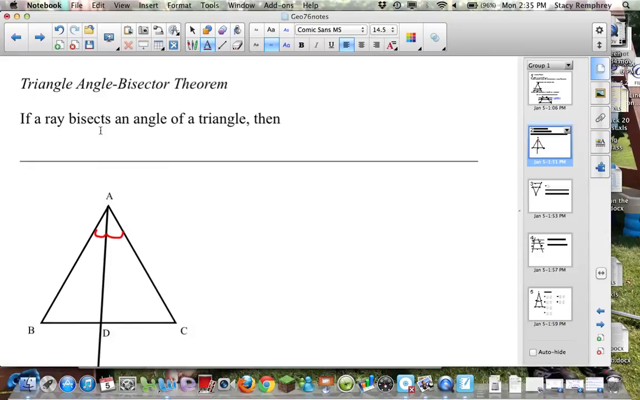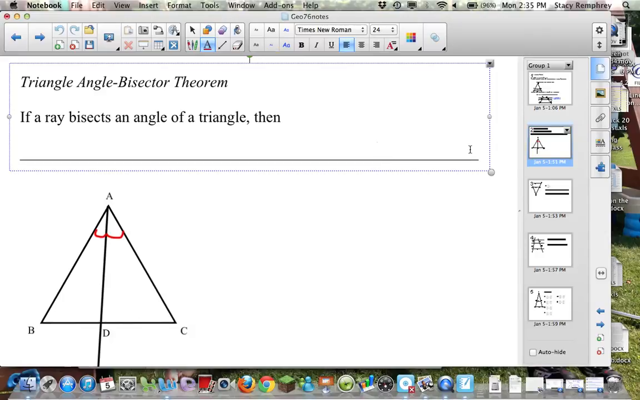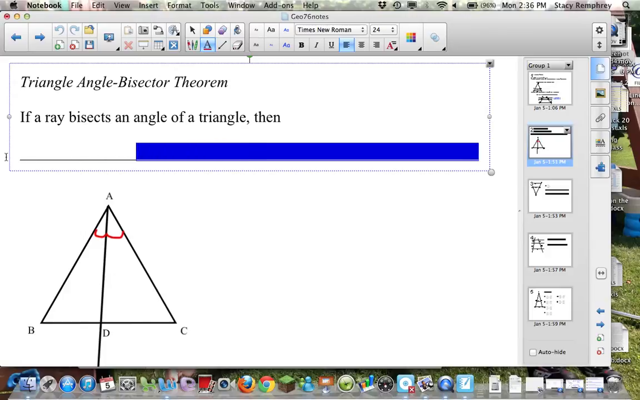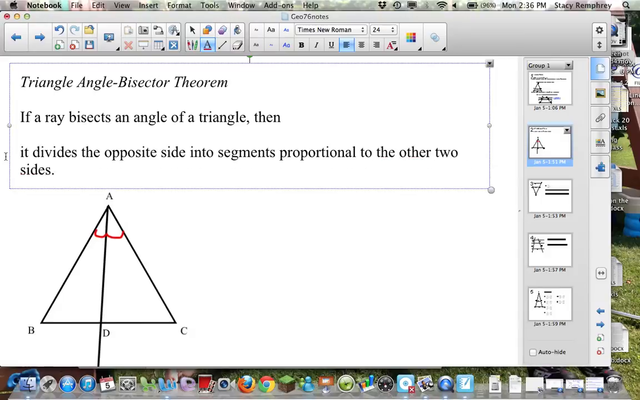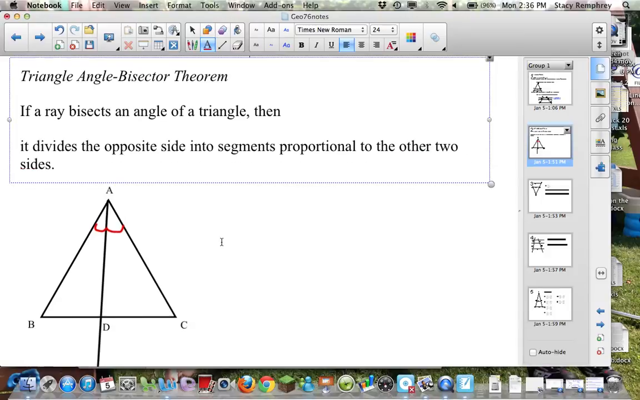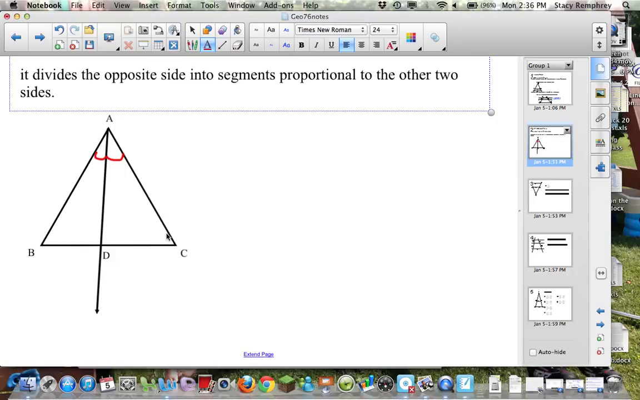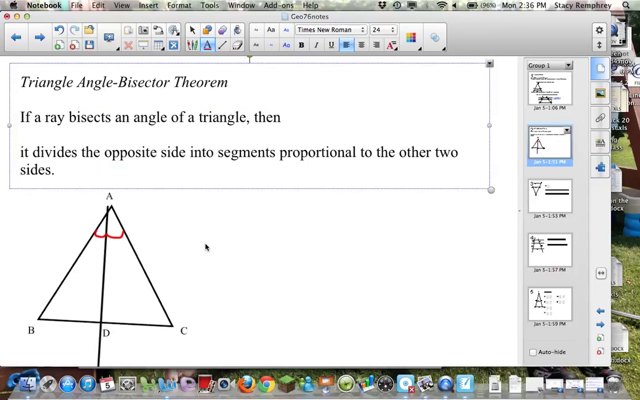In the next one, you did this again in the exploration. So I'm just going to fill it in with the words that the book uses, but you should have gotten the idea from there. It divides the opposite side into segments proportional to the other two sides. And again, if you need the letters for that, you should be able to look at your exploration and what we saw there.